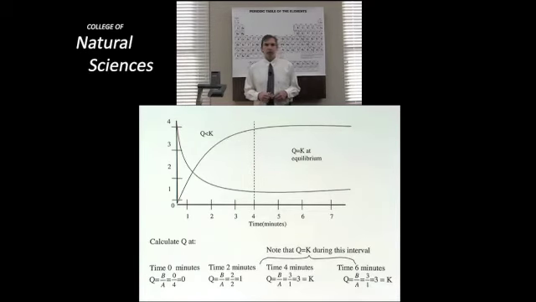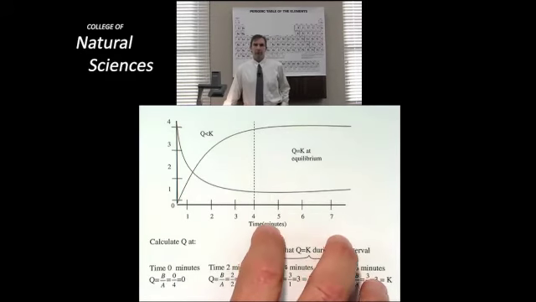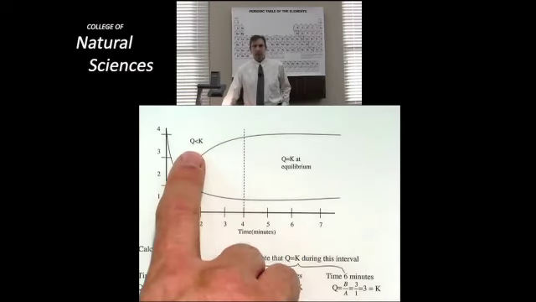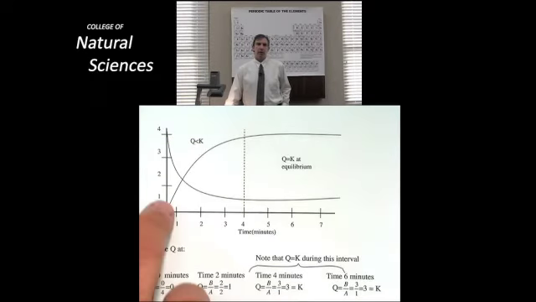To begin, we'll take a look at this reaction time coordinate, which gives us a good sense of what Q and K are. This is something of a review. We'll see this over and over again as I help you to appreciate what the difference is between Q and K. So here we have, as a function of time, a change in concentration.